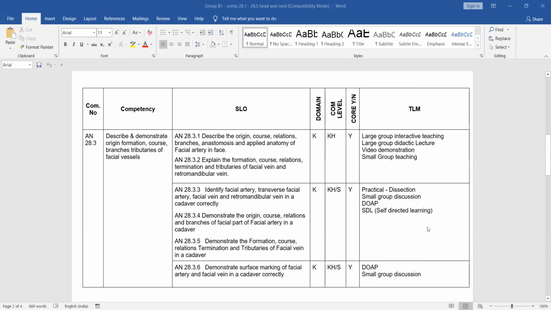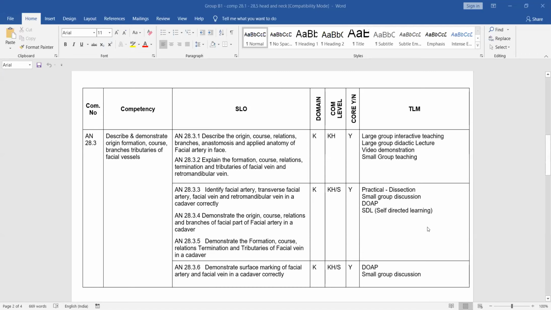Okay. Thank you. And ma'am, one more thing. The domain is skill, also mentioned in the MCI document for demonstration, so it can be included in this. It is mentioned as K only. K and KS, yes, K slash S is mentioned. And again the level is KSH, ma'am. Yeah, right.